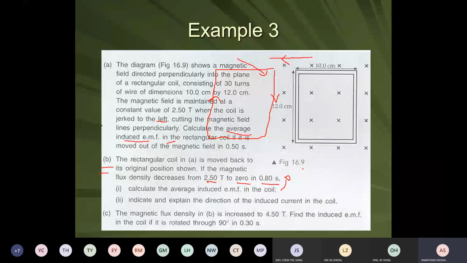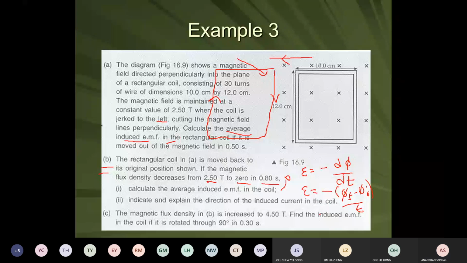According to Faraday's law, what is EMF? EMF is the negative rate of change of magnetic flux linkage. This is the original way of writing. So minus, you put final flux minus the initial flux over the time. Get the answer for the EMF.